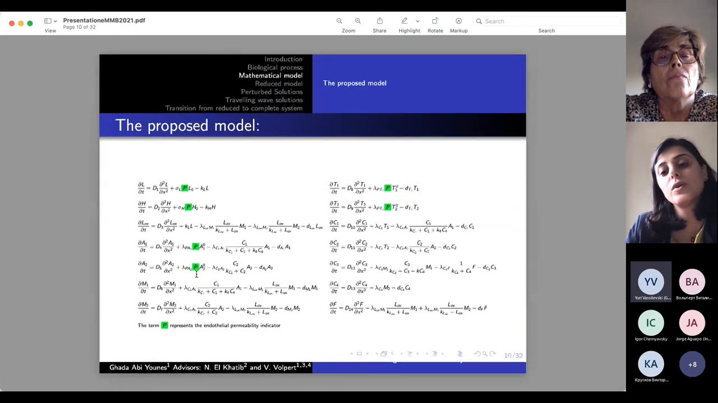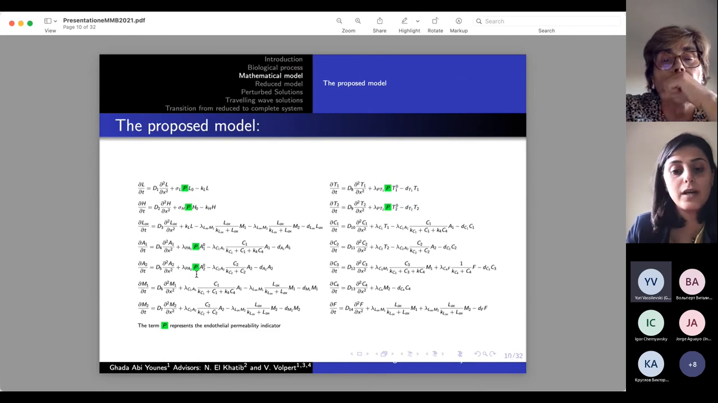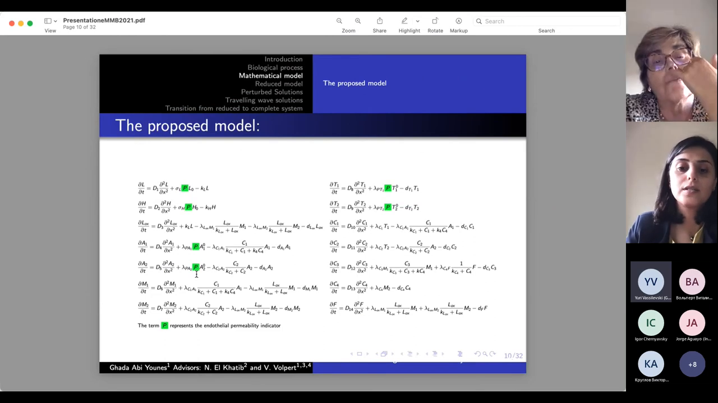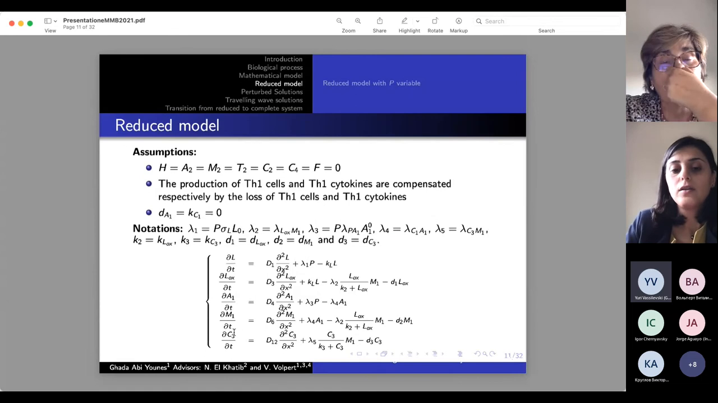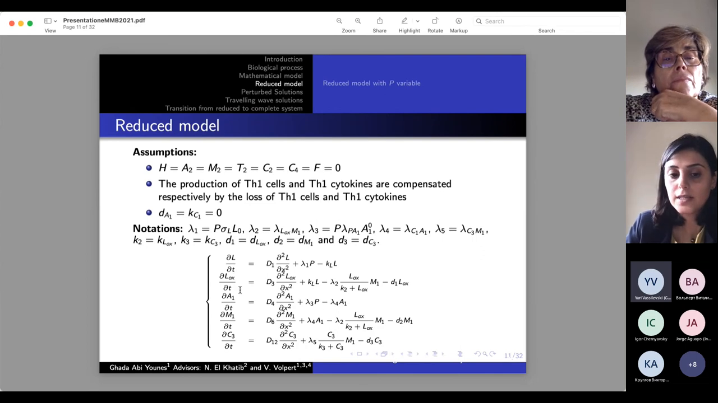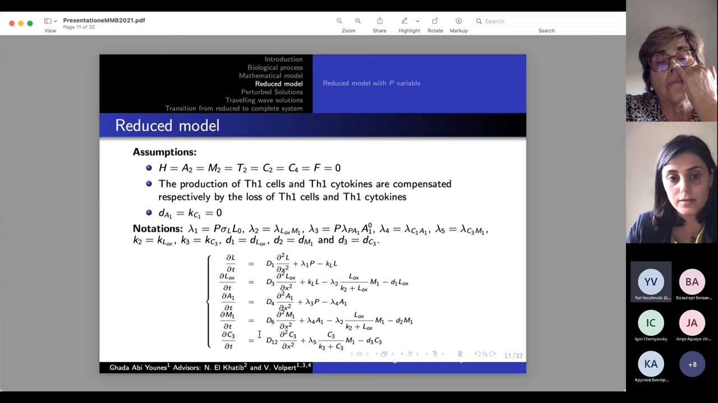Since this model is a big model, with 14 equations, it is quite hard to handle. We propose to reduce it by keeping only the inflammatory part. Using some assumptions and notations, we finally have this reduced model of only 5 equations: an equation for LDL, oxidized LDL, inflammatory cytokines, monocytes, macrophages, and cytokines.